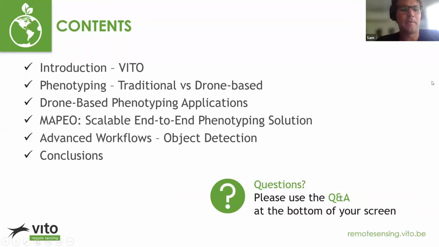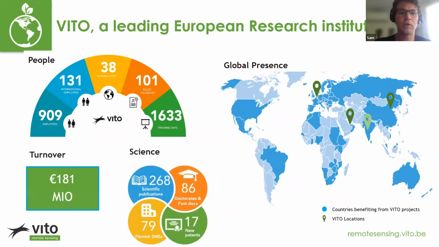So I'll start by introducing who I work for, Vito, then talk a bit about phenotyping, both traditional and drone-based methods, go more in depth on drone-based phenotyping applications, then introduce Mapio, which is our scalable end-to-end phenotyping solution, and finally give a treatment on how this solution can incorporate more advanced workflows, specifically object detection, which is becoming more and more important.